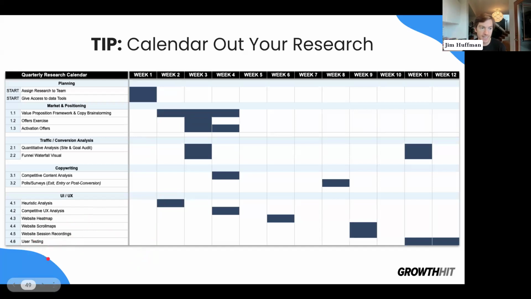We're going to do user testing. We're going to do polls and surveys this many times. We'll even do a competitive content analysis. We're going to do funnel waterfall visuals from our ad funnel and from our organic funnel, 2 times per quarter. That way you make it a non-negotiable.